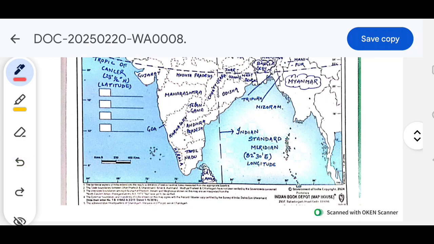Then we have Karnataka. Its capital is Bangalore. Then Andhra Pradesh. Its capital is Amravati. Then Telangana. This is the newest state, and its capital is Hyderabad. Then we have Tamil Nadu. Its capital is Chennai.